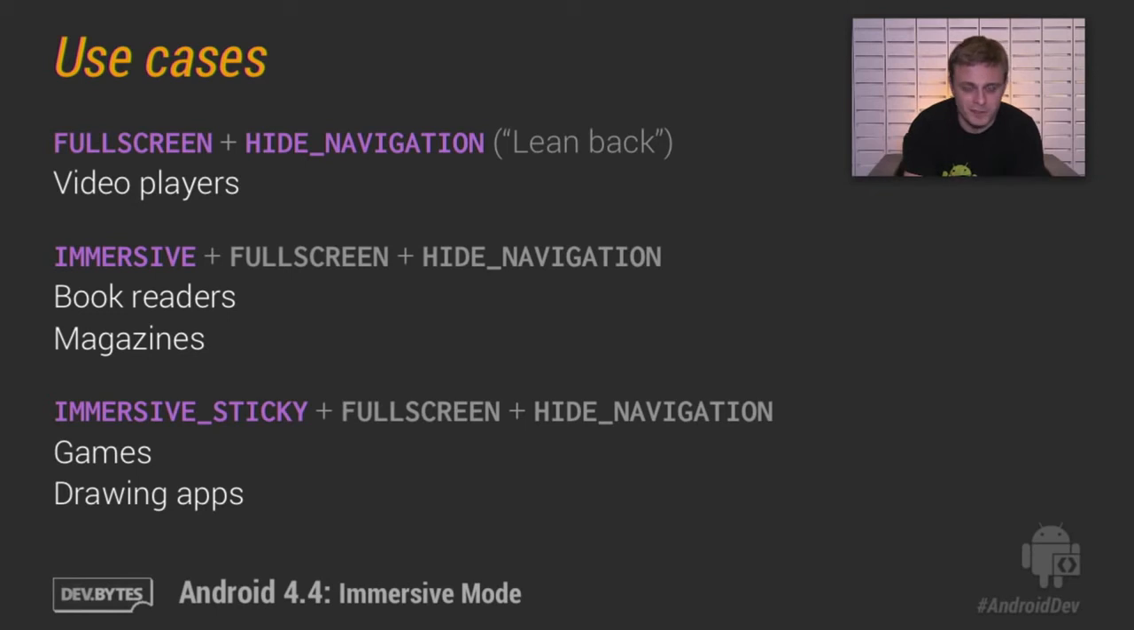Now in this mode, in this lean back approach, any interaction with the screen will automatically show the system bars and other playback controls that you've defined. Now if you're building something like a book reader or a magazine or something that has a little bit more interaction, you'll want to use the new immersive flag in addition to full screen and hide navigation. In this case, swiping up from the top of the screen should reveal the system bars in addition to your own UI Chrome.